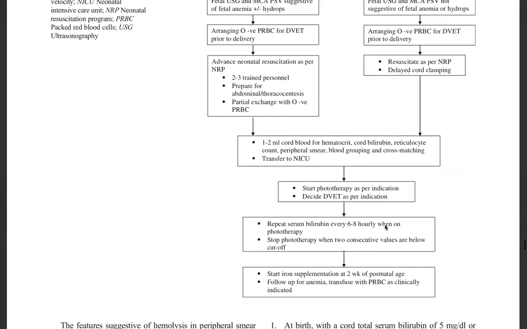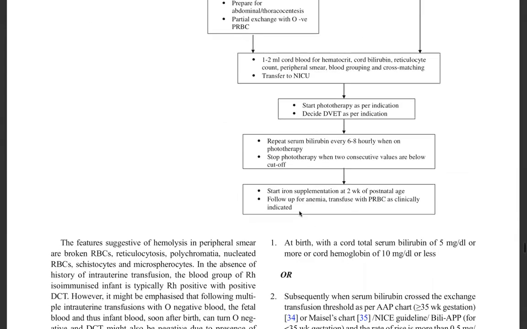Repeat serum bilirubin every 6 to 8 hours. 2 times if it is below the phototherapy range, you can stop phototherapy. And then start on iron and folic acid. Monitor the baby, follow up for any late onset anemia, and transfuse. The baby may require transfusion even in neonatal follow-up also.